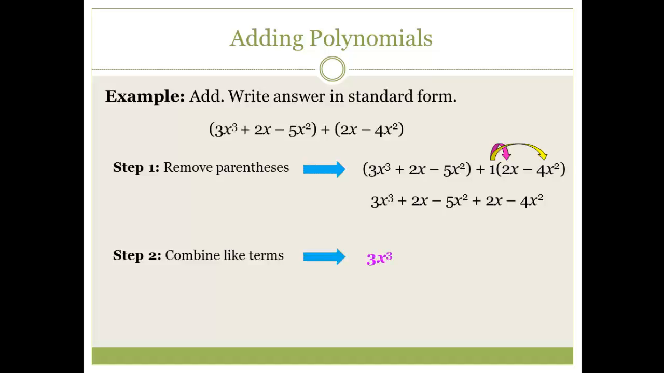3x cubed is by itself, so we can rewrite that. We can combine negative 5x squared and negative 4x squared to make negative 9x squared. We can combine 2x and 2x to make 4x. The final answer is 3x cubed minus 9x squared plus 4x.